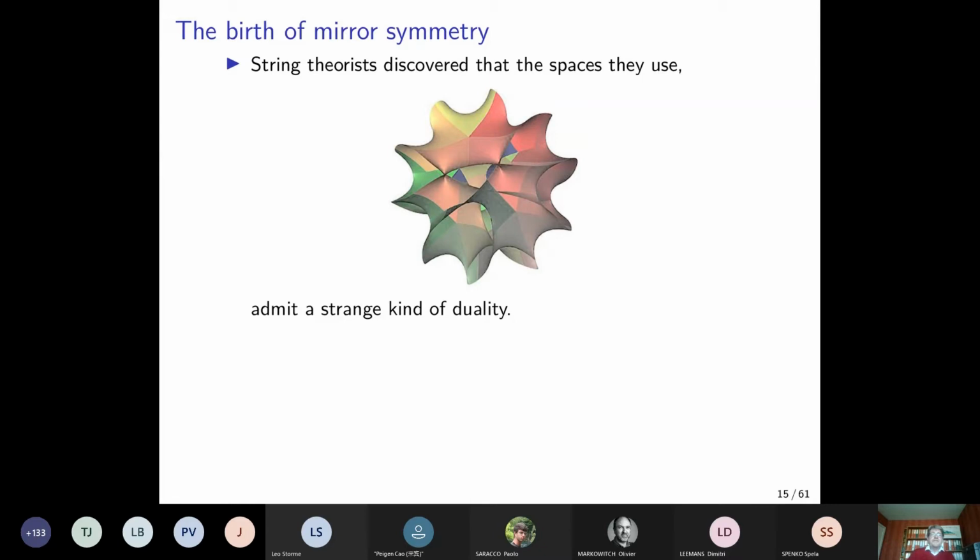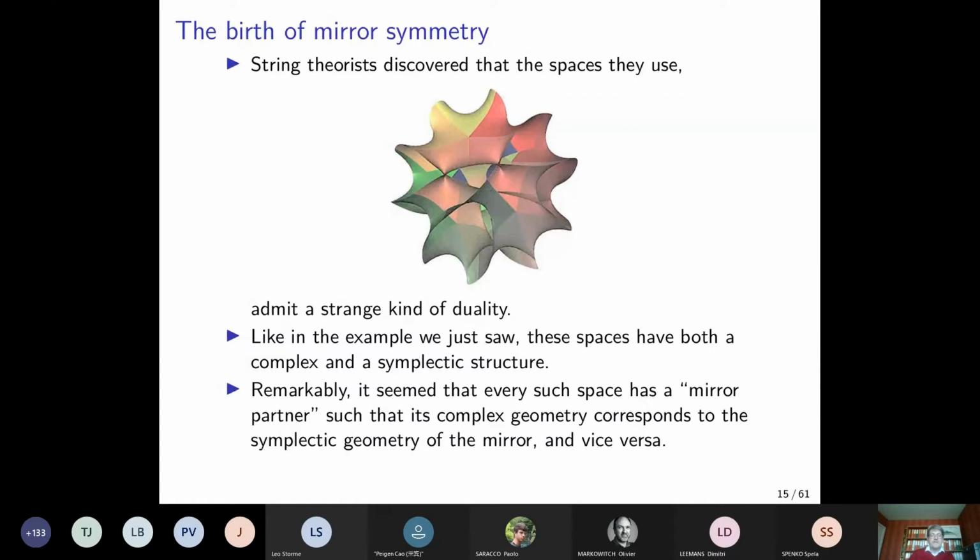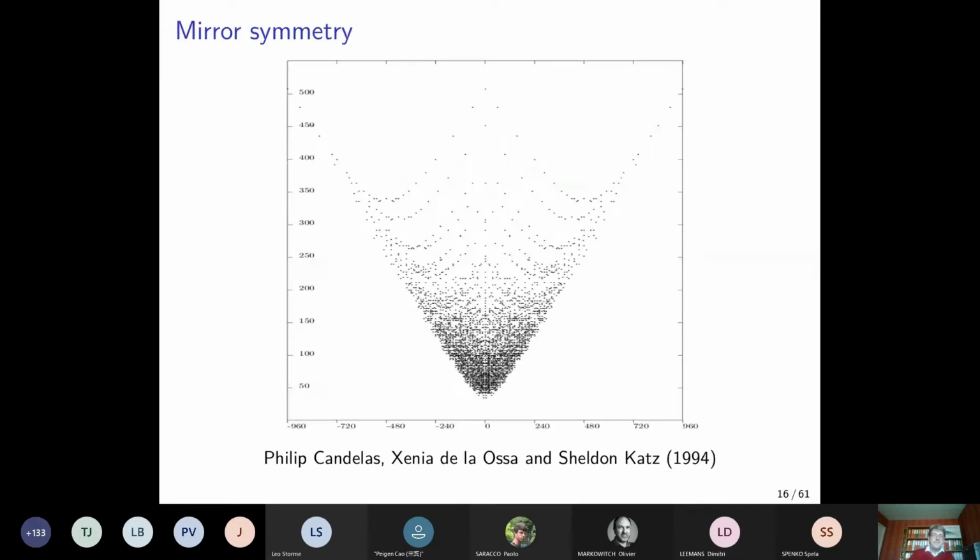Now, at one point, string theorists discovered that the spaces they used admit a strange kind of duality. Like in the example we just saw, these spaces have both a complex and a symplectic structure. Remarkably, it's seen that every such space has a mirror partner, such that its complex geometry corresponds to the symplectic geometry of the mirror, and vice versa. And this was the birth of mirror symmetry.